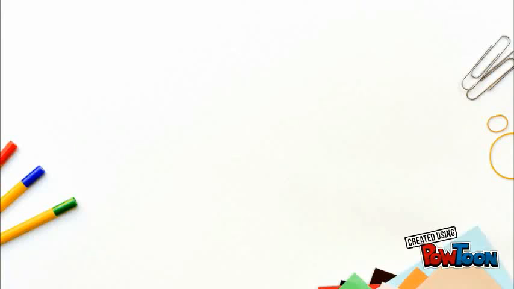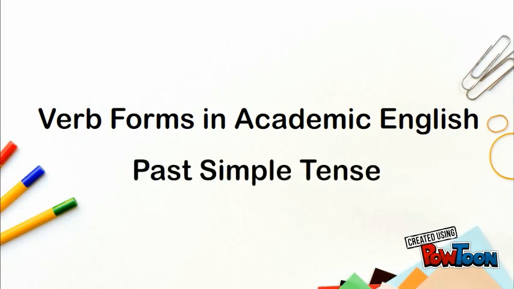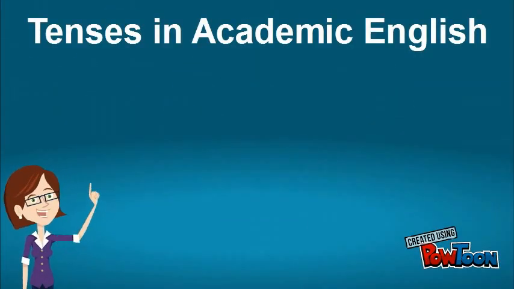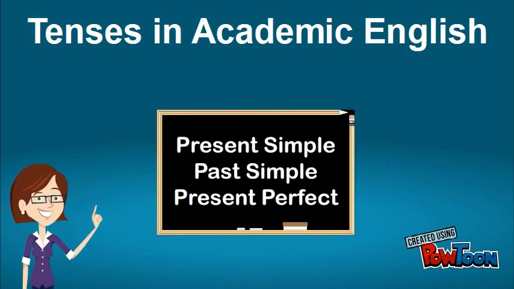In this video, I'm going to explain various verb forms in English, specifically in relation to the past simple tense, as this is one of the most commonly used tenses in academic English. In a previous video, I described academic examples of the three most commonly used verb tenses in academic English: the present simple tense, the past simple tense, and the present perfect tense.